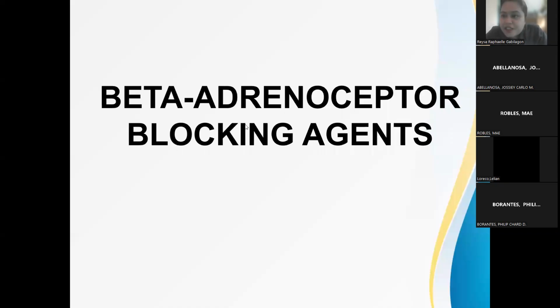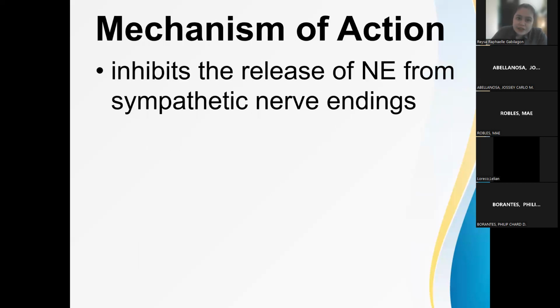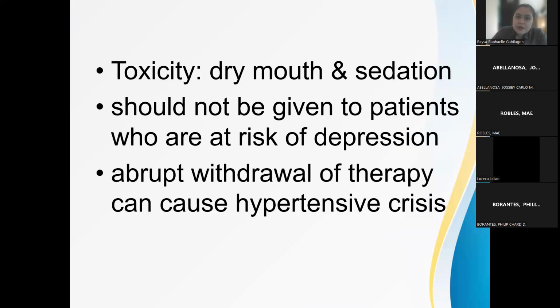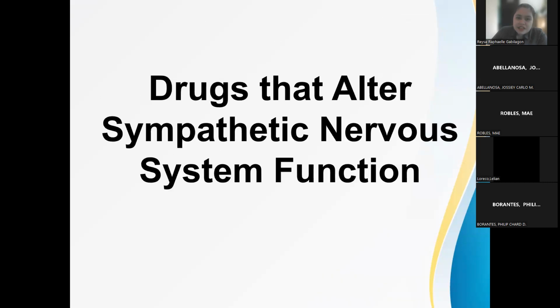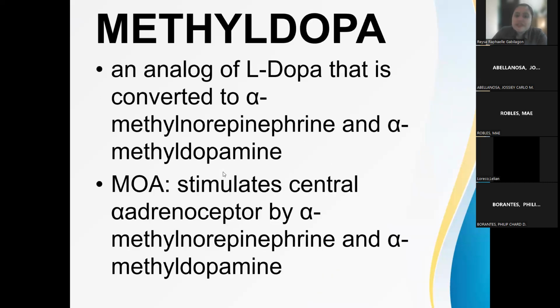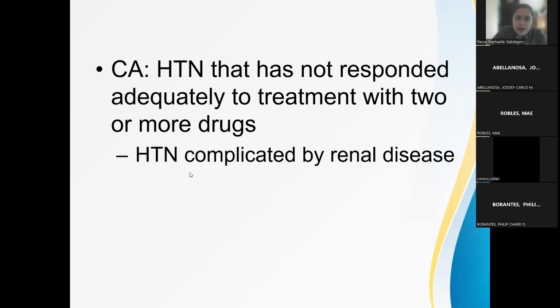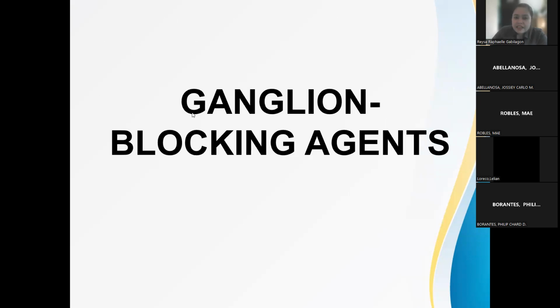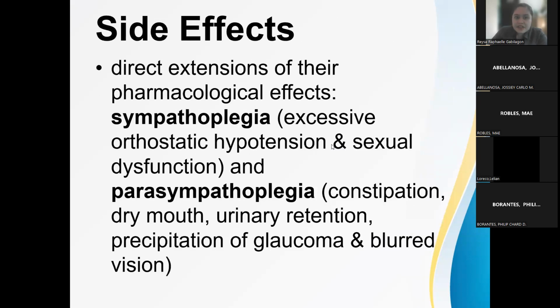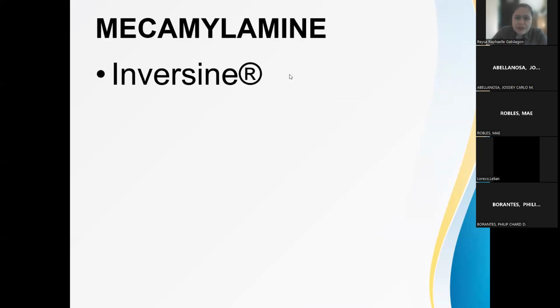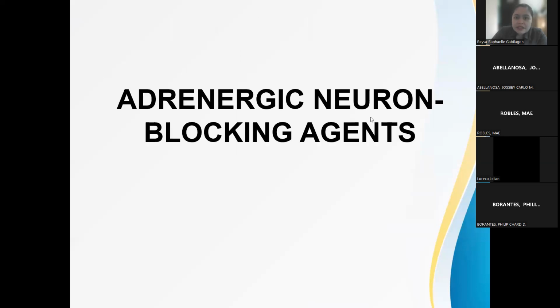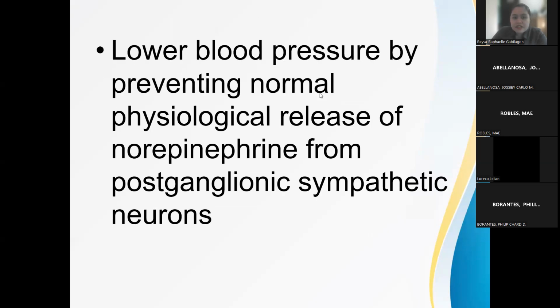Sige. So let us continue, class, with our discussion about antihypertensive agents. We are done with our diuretics as well as our drugs that alter sympathetic nervous system function. That includes our alpha-2 receptor agonist. Ito yung mga alpha receptor agonist natin. And then our ganglion blocking agent. We actually have one. We have mecamylamine. Hindi ito kasali sa quiz ko. Adrenergic neuron blocking agents also.